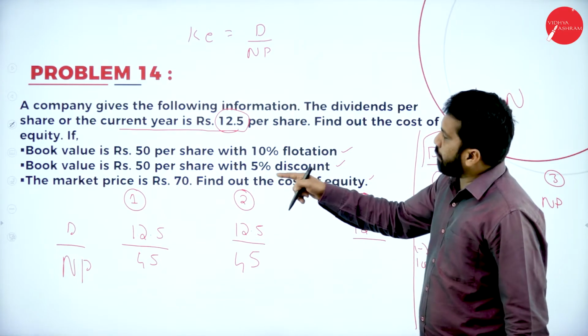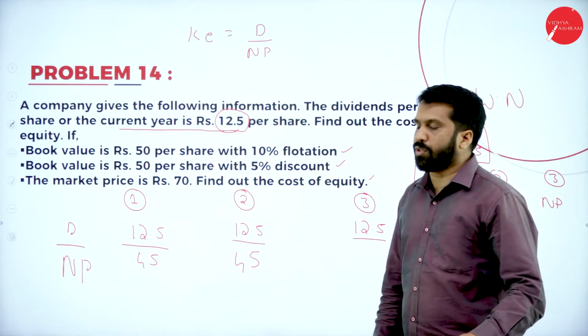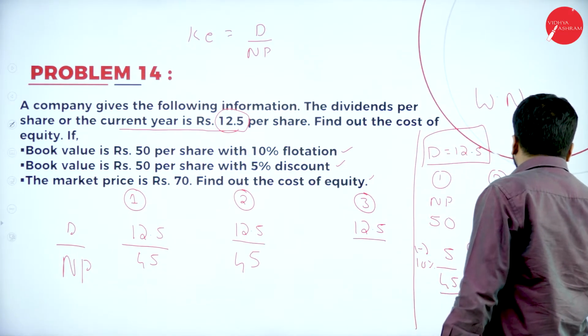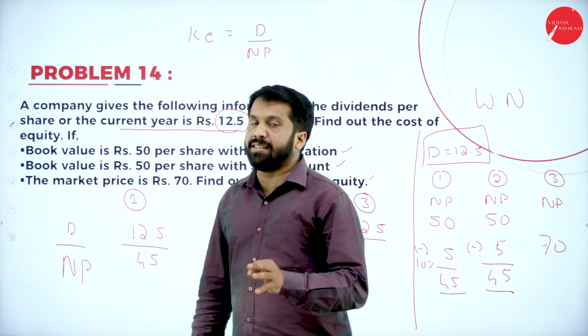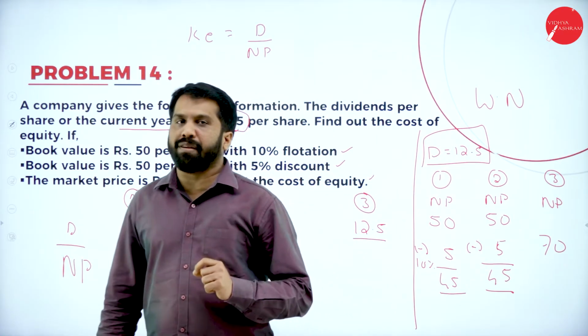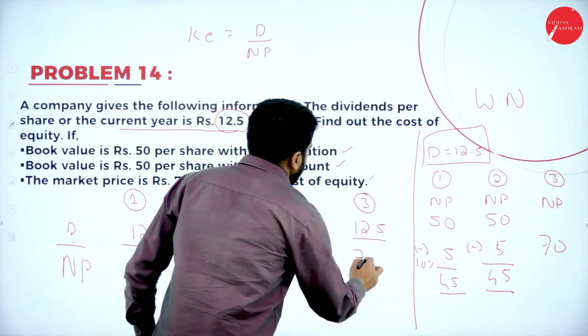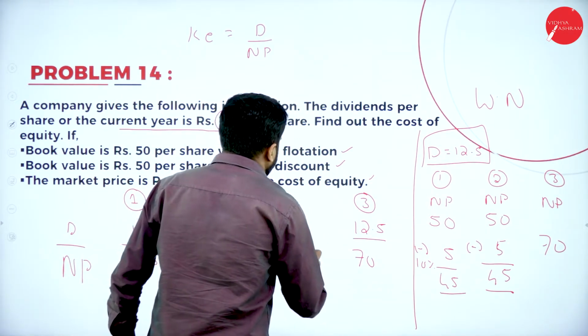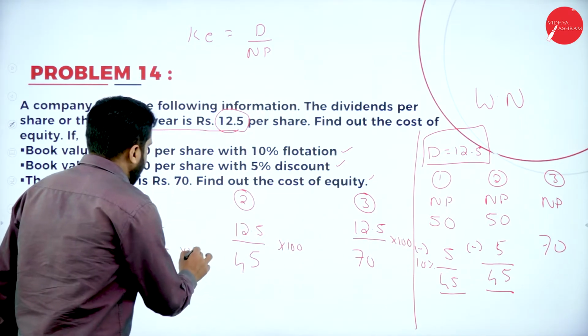Then the market price is 70. Find out the cost of equity. Any changes? No. Market value is 70. So as I told you, you can go for net proceeds or else you can go for market price. What is the market price? 70. So go for 70. Everything I multiply with 100 because I need answer in percentage.